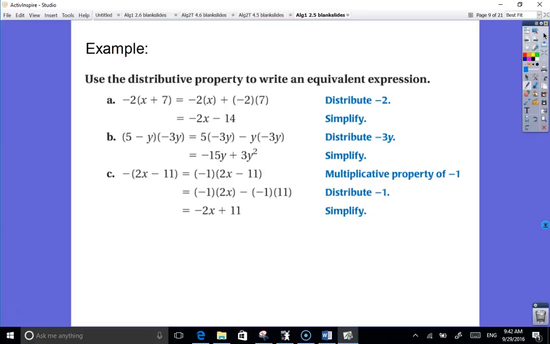Notice on letter C how they show that the negative in front of the parentheses is like multiplying times negative 1. And then they did negative 1 times 2x and negative 1 times negative 11. Okay. So with those examples, now you try to do those.